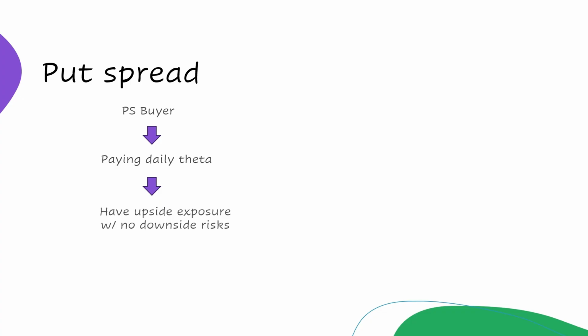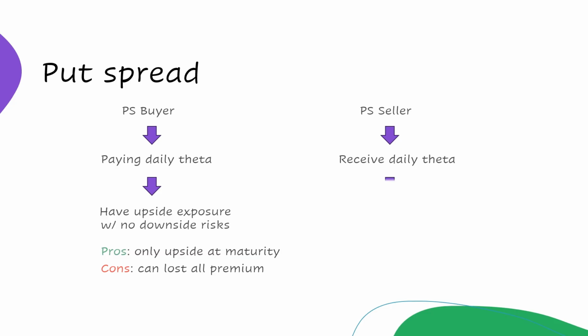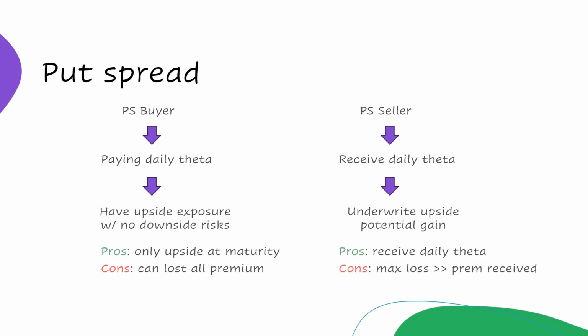For actual trading, put spread buyers pay daily theta to have the upside exposure when the underlying goes down. The advantage is that put spread buyers only have upside gain but no downside payoff at maturity. The disadvantage is that put spread buyers can lose all the premium paid at the beginning if the put spread expires out of the money. On the other hand, put spread sellers receive daily theta to underwrite the upside potential gain to buyers. Selling put spread is a positive carry trade as the seller receives daily theta. The drawback is that the potential maximum loss could be as large as multiple times the option premium.